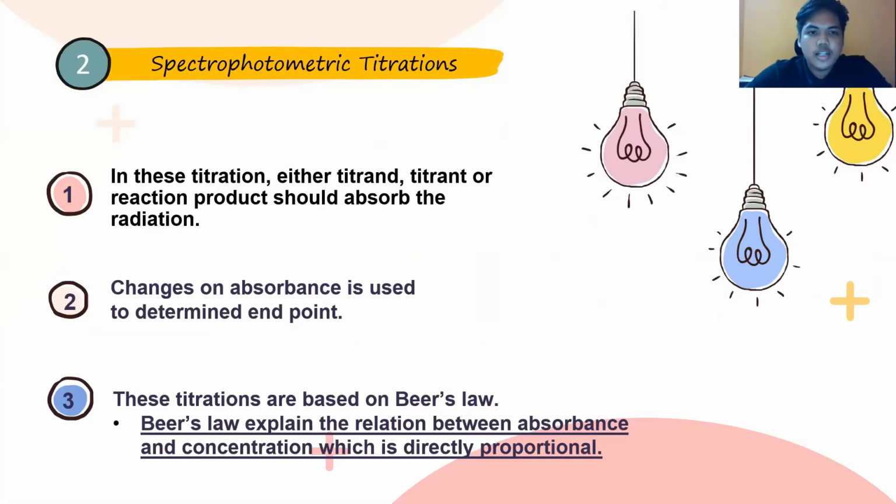Second application, spectrophotometric detection. To undergo spectrophotometric detection, either the titrant or the reaction product must absorb the radiation. If not, it cannot undergo spectrophotometric detection. The change in absorption can be used to determine the endpoint. These titrations are based on Beer's law. As we understand, Beer's law explains that the relation between absorbance and concentration is directly proportional.